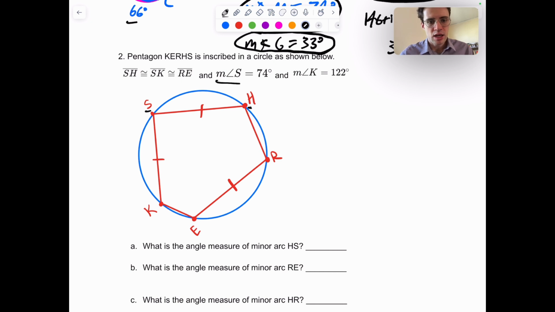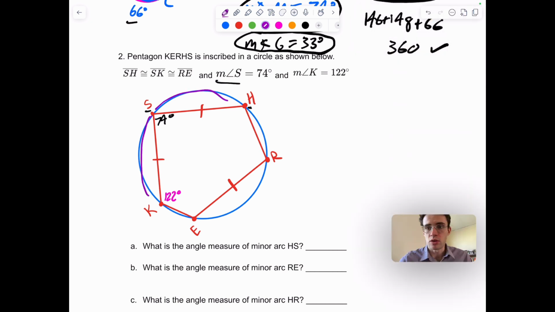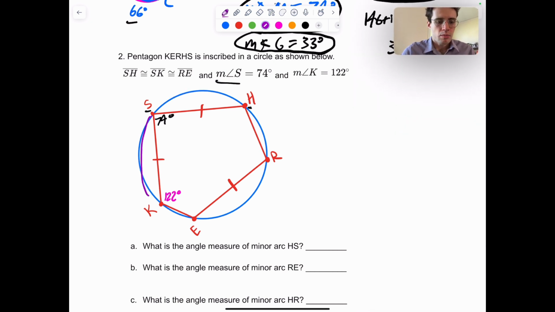They also give us that the measure of angle S is 74 degrees, and the measure of angle K is 122 degrees. I will start by trying to find this arc, and once you have that arc, you can also get this arc, because we know they're the same if they have the same chord. But to do that, I'm going to draw this triangle up here.